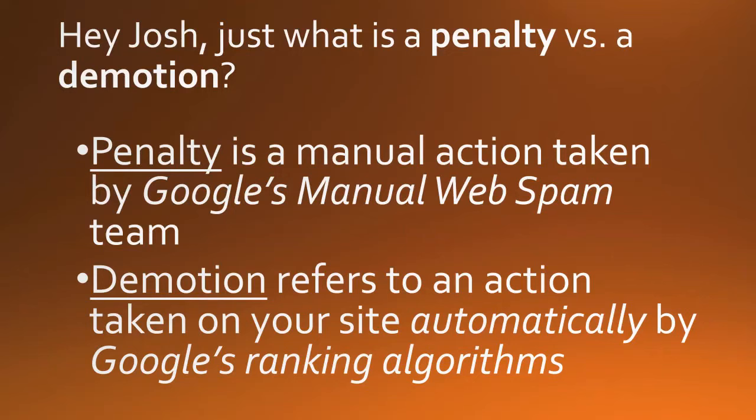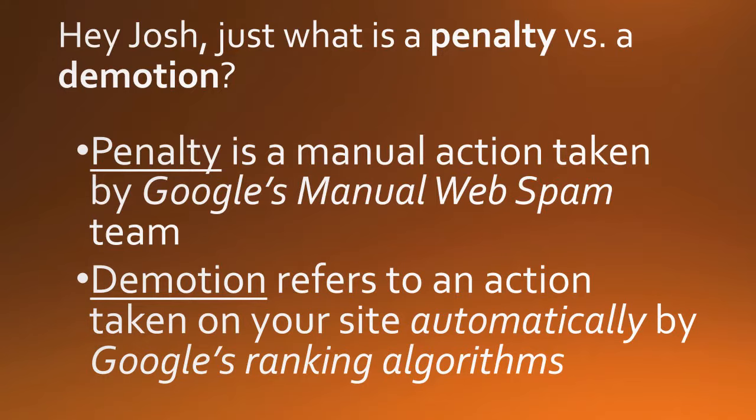So before I do that, though, there's a couple things I want to cover. There's two things that are not known by a lot of people. The difference between a penalty and a demotion. A penalty is when your site is hit by the Google manual web spam team. A demotion refers, and this is Google's terminology, not mine, to when an algorithm, Google, Panda or Penguin, what have you, affects the site and brings the ranking down. So the two are different.